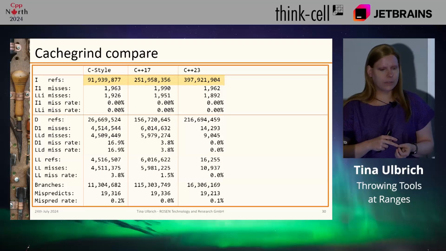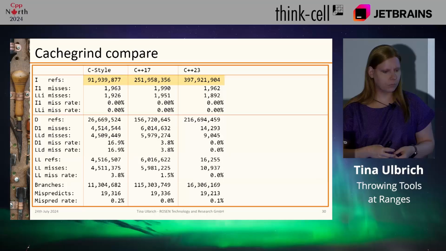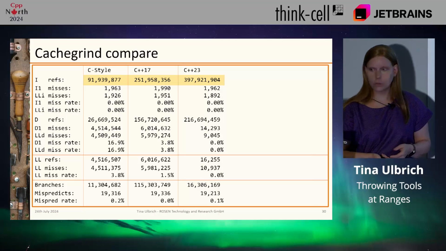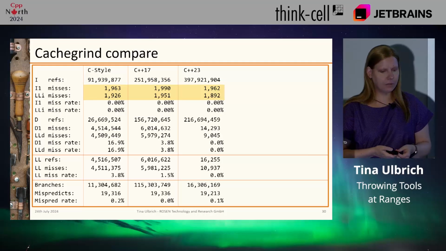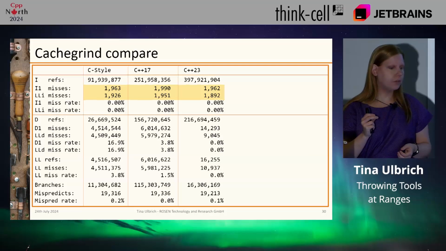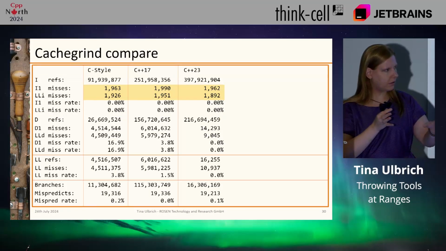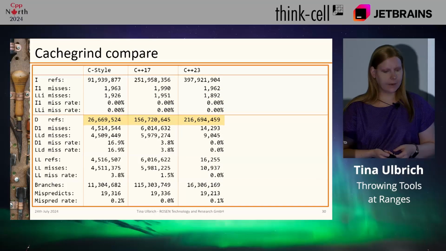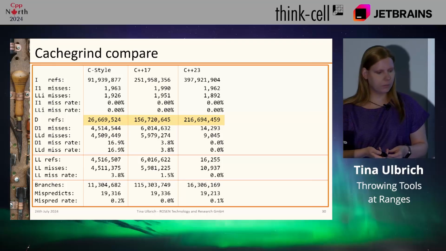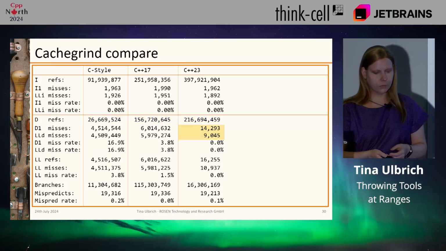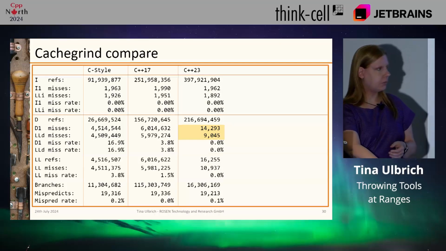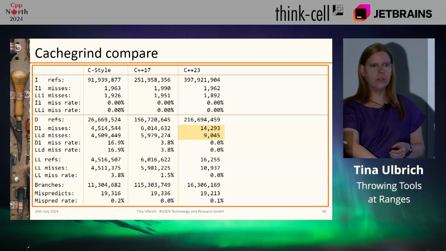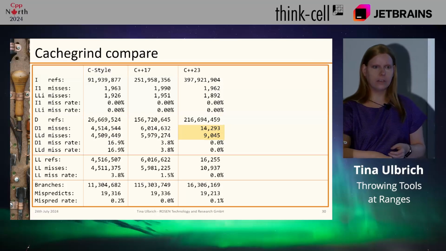Also, I'm not quite sure why C++17 is also always that high. Maybe the standard library has some more overhead. Not quite sure, actually. What I found interesting is that the actual numbers of the instruction misses are super similar in all of them. All of them are 0%. And then also the data refs are way more in the C++23 version. But super interesting to see that the misses are extremely low for the C++23 version. And that has to do with the lazy evaluation.